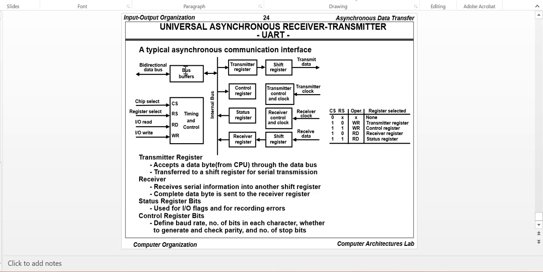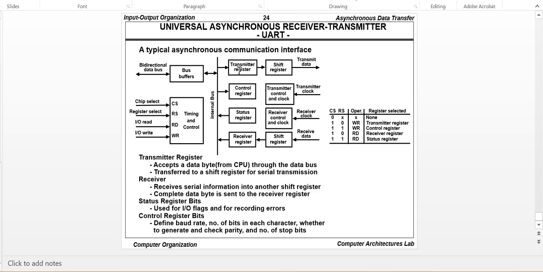From the bus buffers, the data gets transmitted to the internal bus, and from the internal bus, in parallel, it goes to the transmitter register. Serial transmission does not happen here. It happens only at the end, from the shift register to the final IO. Only there does serial transmission take place. In between, the transmission between the internal bus and the transmitter register happens in parallel only.